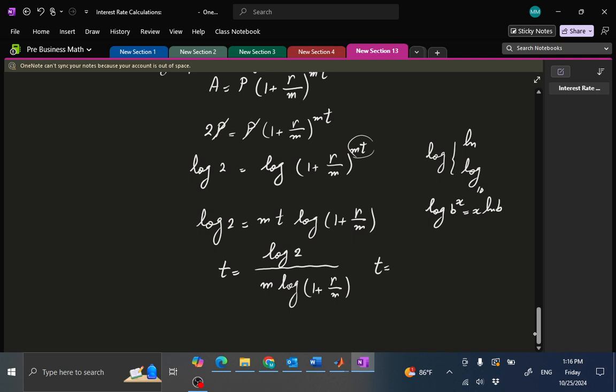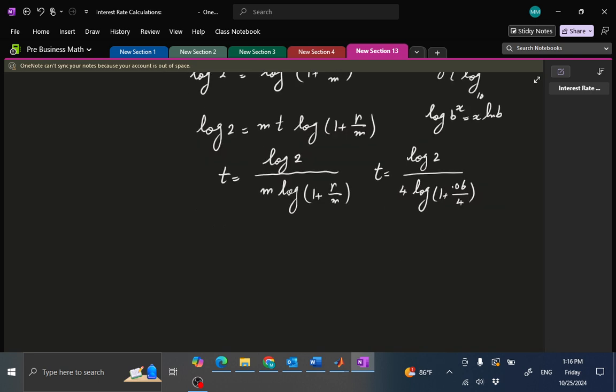So in our case, T is logarithm of 2 divided by, M was 4, and logarithm of 1 plus 6% divided by 4. So let me specialize to just one log. Let's say natural log. You could use natural log or any other log, logarithm base 10, so long as it's the same one. So the natural log of 1.015, let's go ahead and figure out what that thing is. I typed this in my calculator and I got almost 11.64 years.